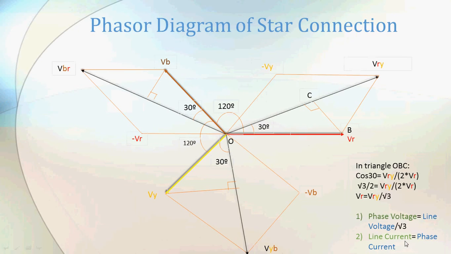What about currents? They remain the same. Line current is exactly equal to phase current.